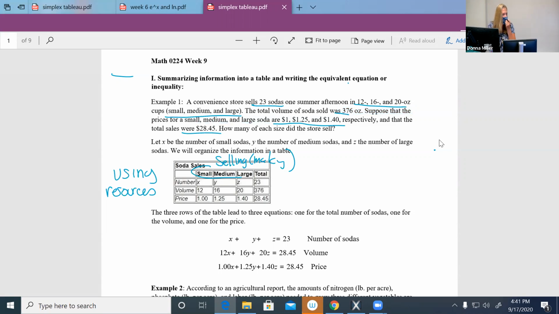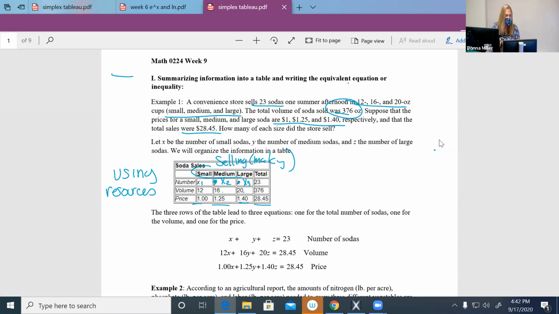Now when I make a chart, what am I selling? I'm selling small, medium, and large sodas, right? So this would be my columns. In your 1324 class, this was what they call X1, X2, and X3, rather than X, Y, and Z. The 23 is a total. 12, 16, and 20 are the volumes, and the total volume they gave me was 376. I just make a column out of that. The prices were $1, $1.25, and $1.40, and the total sales were $28.45.